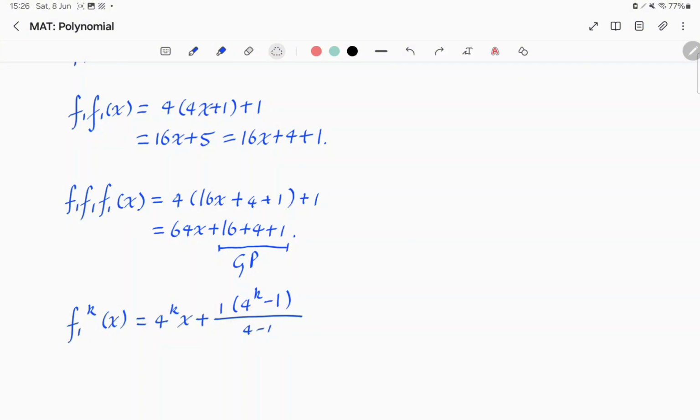For f_1^k(x), which is the notation for the above, then we have 4^k x, which is evident, plus 1 multiplied by (4^k - 1) all over 4 - 1. This is equal to 4^k x + (4^k - 1)/3. And that's the answer to part 2.